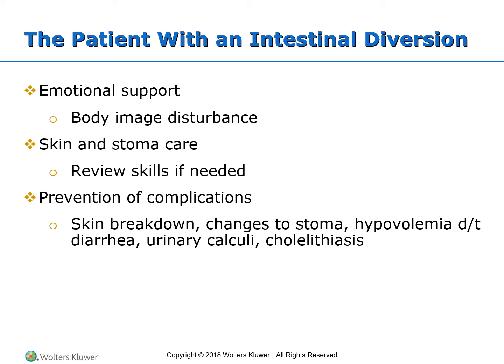And then the appliances, one-piece appliances usually get changed every 3 to 5 days. Two-piece appliances can usually be kept on for up to a week, but the patient has to decide what's best for their body, as far as the shape of their body, where their stoma's at, how much stool they produce, and how often they want to have it changed. There's just a bunch of different things that go into it.